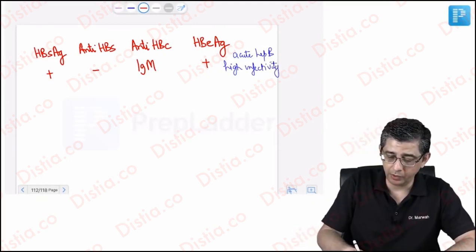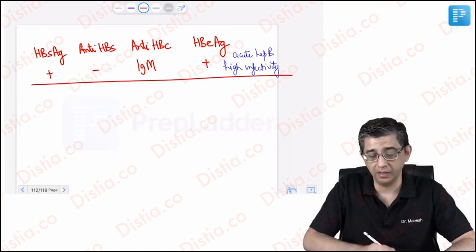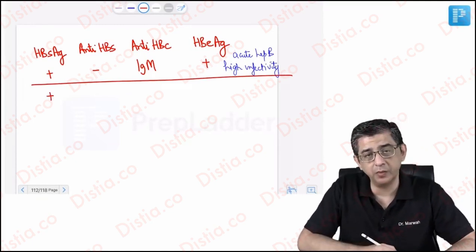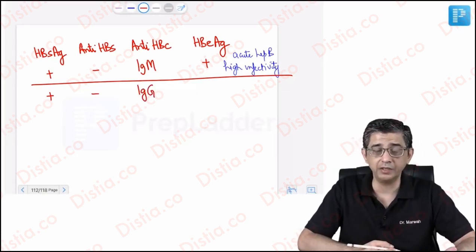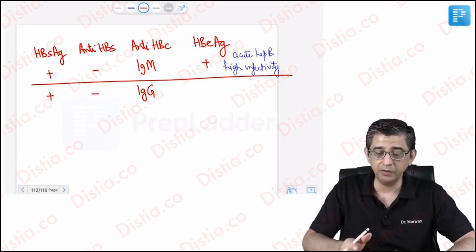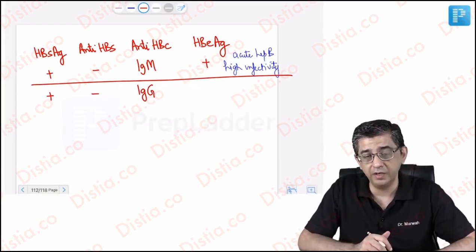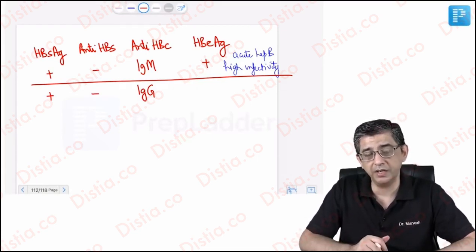Now let's look at possibility number 2 in the same patient. This patient, a couple of months from now, the antibody against surface antigen has not appeared and the class of antibody has changed over to IgG. That means there is no recovery, because recovery will occur when the surface antigen will disappear and antibody against the surface antigen will appear.